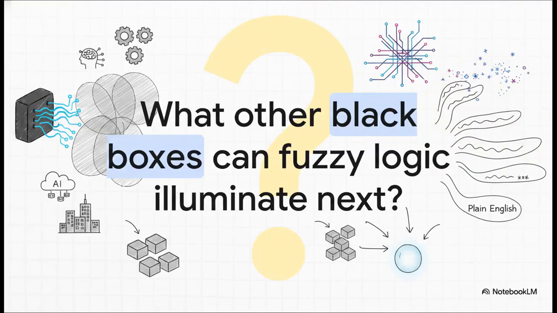And it leaves us with a truly fascinating thought. If we can successfully teach algorithms to explain the dense, super unintuitive black box of quantum physics in plain English, what other complex technological black boxes can fuzzy logic illuminate next? As computing bleeds further into the unknown, will embracing the gray areas of fuzzy logic be the ultimate key to keeping artificial intelligence and future tech understandable to us?